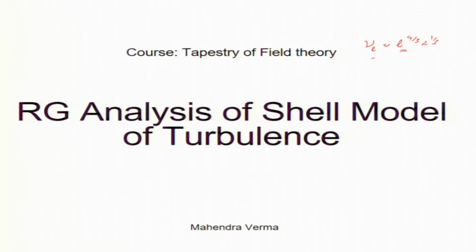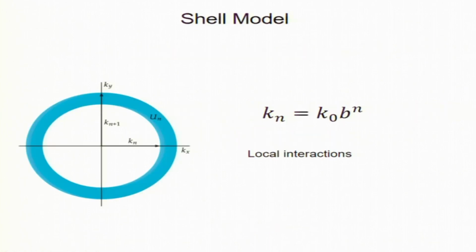So I will renormalize the viscosity of not the Navier-Stokes equation, but a simpler model of Navier-Stokes equation called the shell model, okay. The field theory is simpler here. We will do Navier-Stokes later, in the next class possibly, and let's start with the shell model, okay. So the shell model has fewer variables. One drastic assumption is that we divide this 3D sphere into shells, not overlapping, but different shells like this.